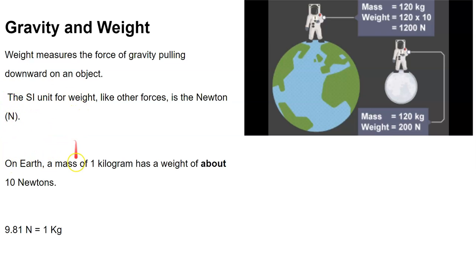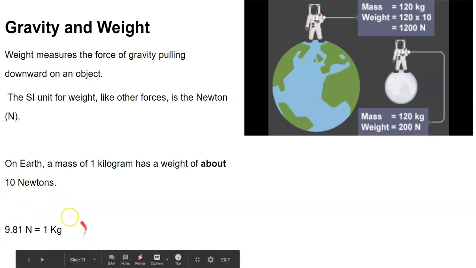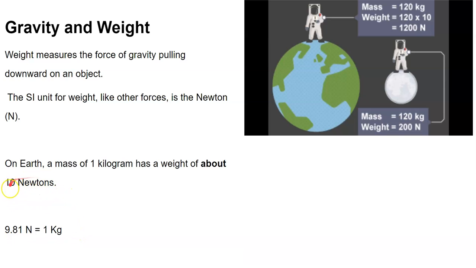On Earth, a mass of 1 kilogram has a weight of about 10 newtons. Remember we were at 9.81, and it kept going on for a while. Well, we're rounding it to 10, or actually it's right here, sorry. 9.81 newtons is 1 kilogram. And so again, make your lives easier, use the 10.